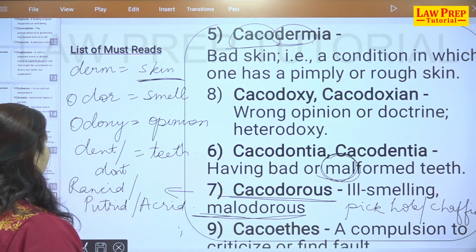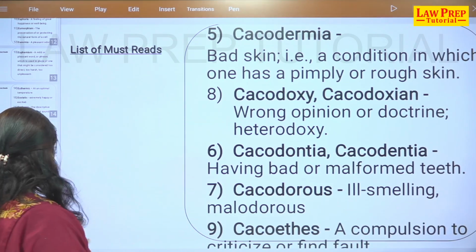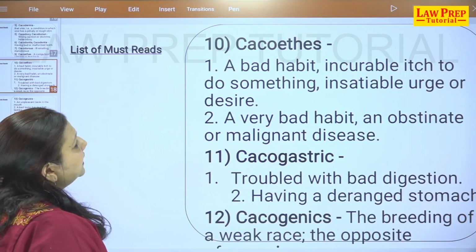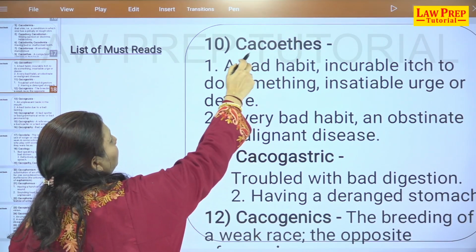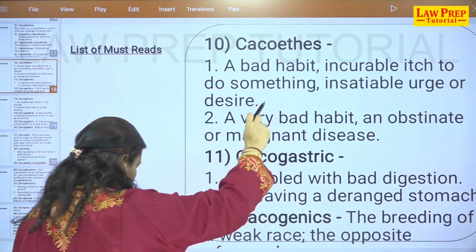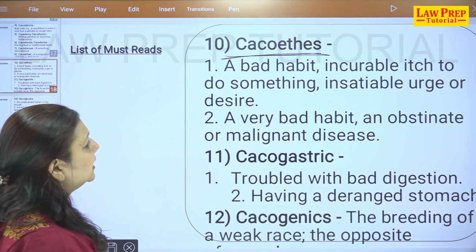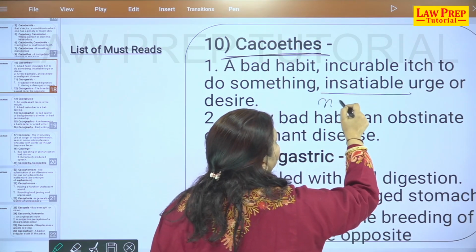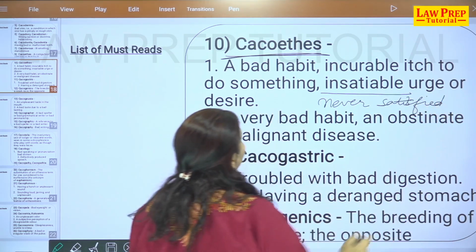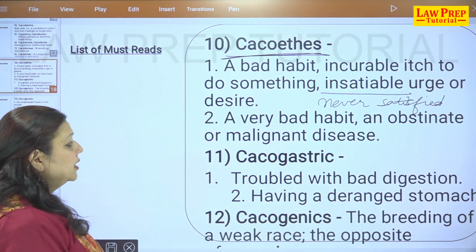Moving on to our next word in this. Have you jotted down the words? Okay. The next word, that is cacoethes, is done with you. This is something which is a bad habit, an incurable itch, something which is an insatiable urge or a desire. Insatiable means never satisfied. You should have an insatiable thirst for knowledge. Very bad habit, obstinate, malignant disease, right?